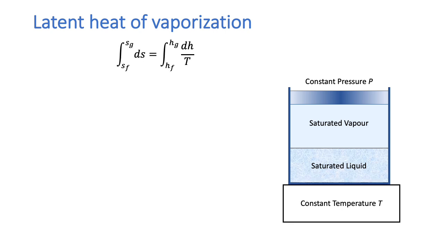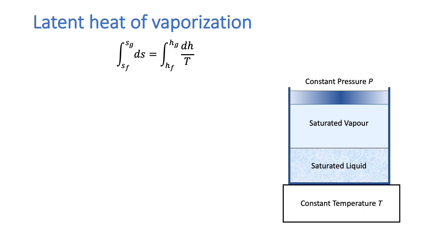Let us now integrate this equation. We integrate ds from Sf, which is the specific entropy of the liquid, to Sg, which is the specific entropy of the vapor. On the right-hand side, we integrate dH from Hf to Hg.